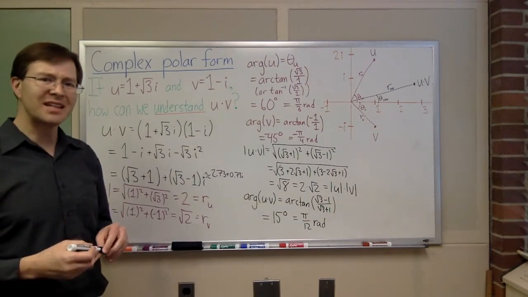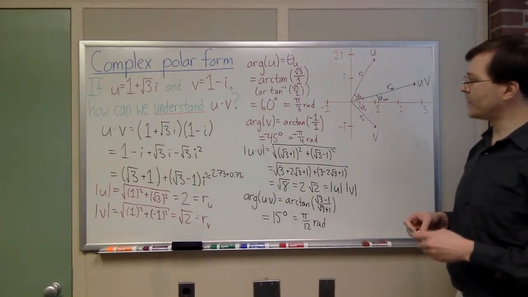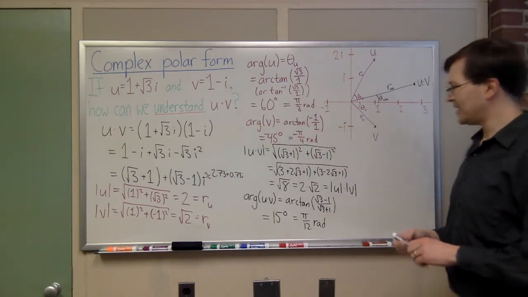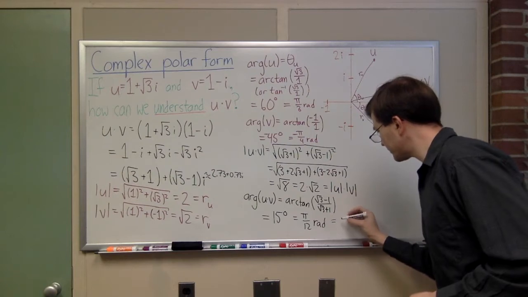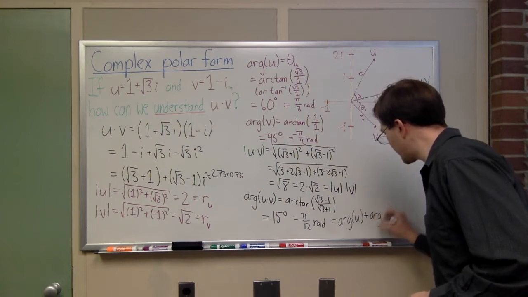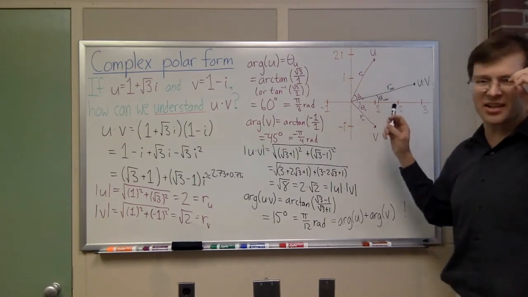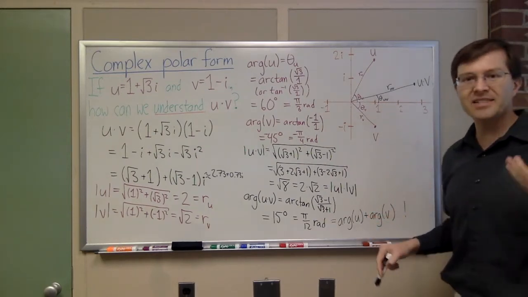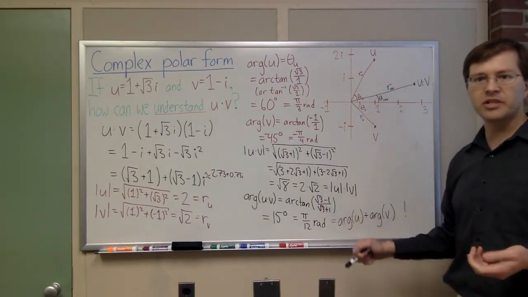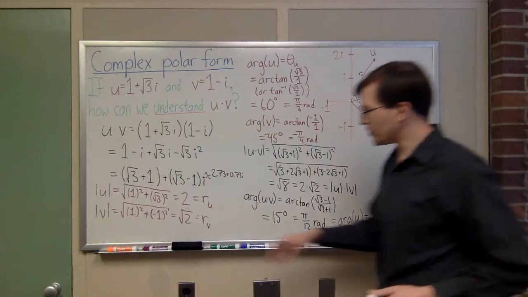And this is the place where we suddenly say there's something interesting going on, because 15 degrees is exactly what you get if you take 60 degrees and add negative 45 degrees. This is equal to the argument of u plus the argument of v. And that is suddenly very suggestive. That tells us something kind of cool is going on. And that is also generally true. If you know the arguments of two complex numbers and you multiply the numbers, you just add the arguments together. So what have we learned from this?